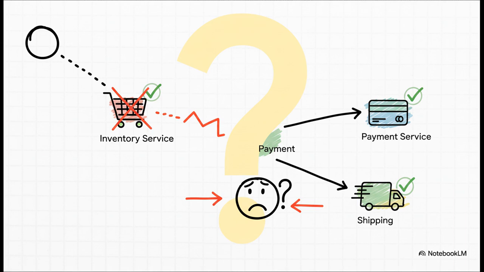So think about it. When you place an order on Amazon, that one single click has to talk to the inventory service, the payment service, and the shipping service. So what happens if the payment goes through just fine, but then the inventory service fails? You can't just leave things half done, right? That would be a mess.